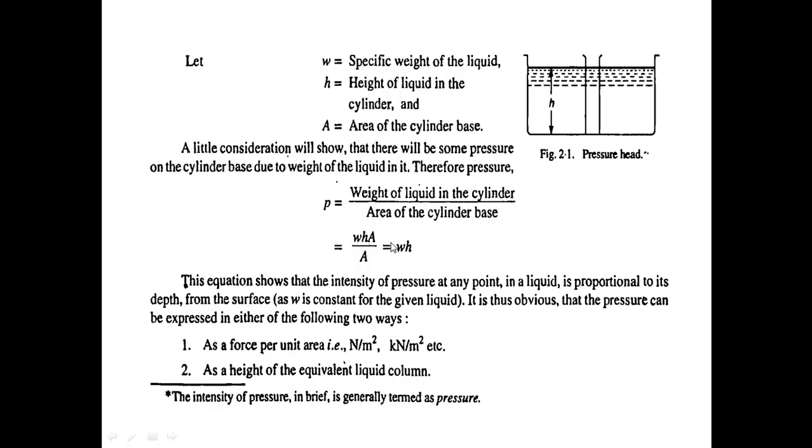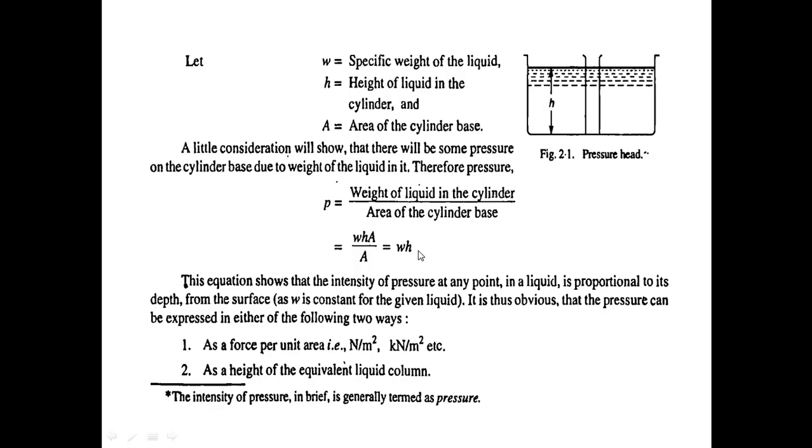So when we multiply H by A, we will get the total volume of the liquid in the cylinder, and when we multiply it by omega, we will get the total weight of the liquid in the cylinder, divided by the area of the cylinder base, which is equal to A. So A will cancel out with A, and pressure head will be equal to omega H.